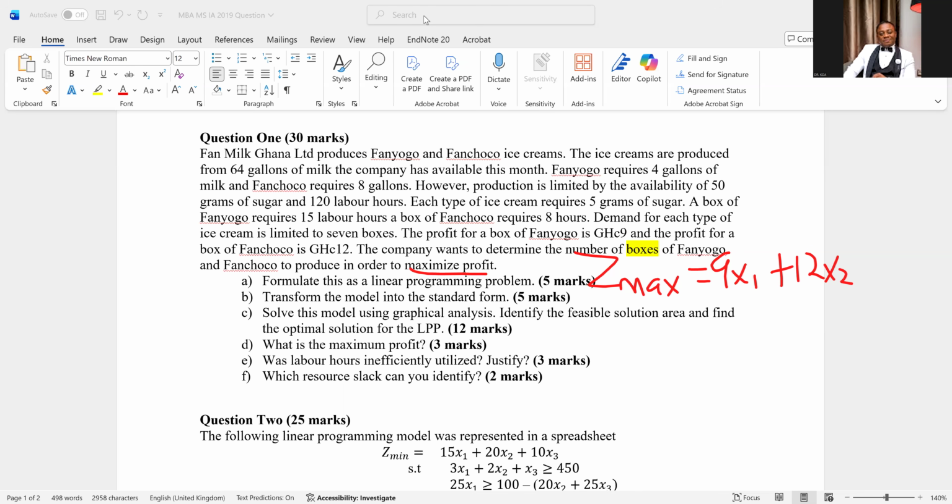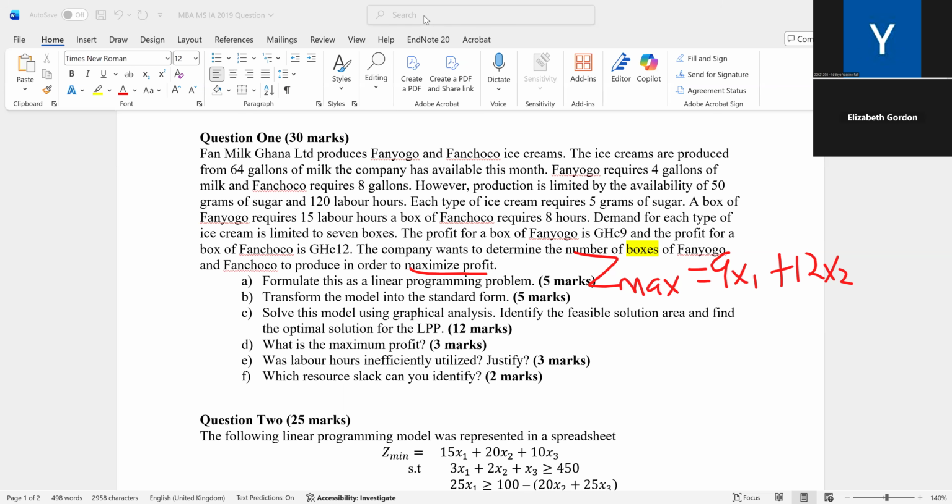Now we got to deal with the constraints. Who can tell us the first constraint? What do you think is the name of that constraint? And then you tell us the constraint itself. What is the name of the constraint that you want to tell us, and what is the constraint itself? If you look at it, there are quite a number of constraints here. Yasin.